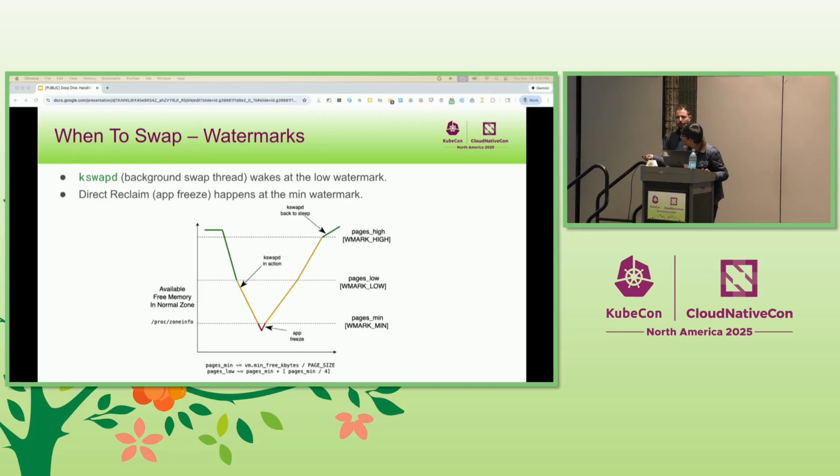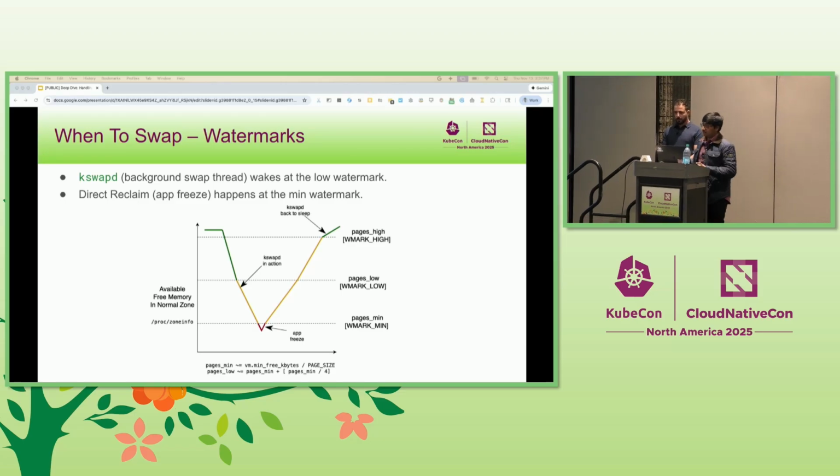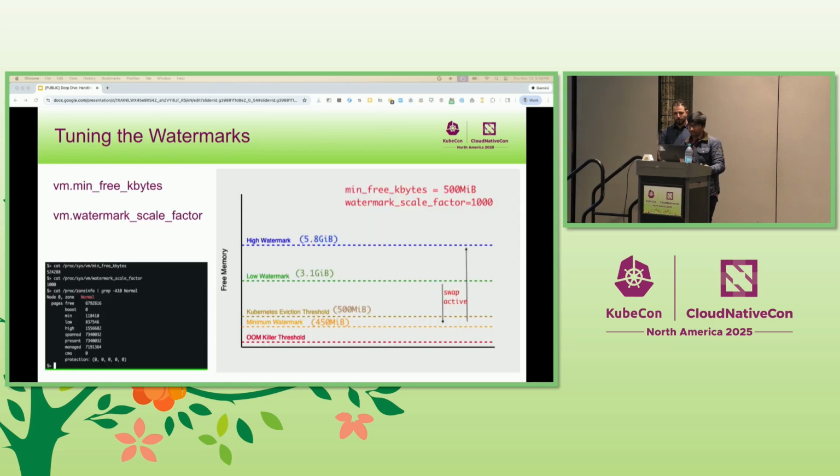The minimum watermark is when app freezes happen. Basically, the kernel tries to synchronously reclaim the pages. It's not the background kswapd daemon thread anymore that is pushing pages back, but it's actually your process thread that's trying to move the pages. So how do we control it? How do we start early and gradually?